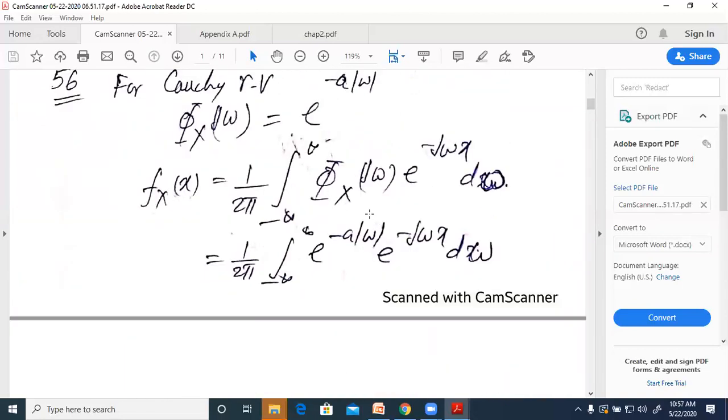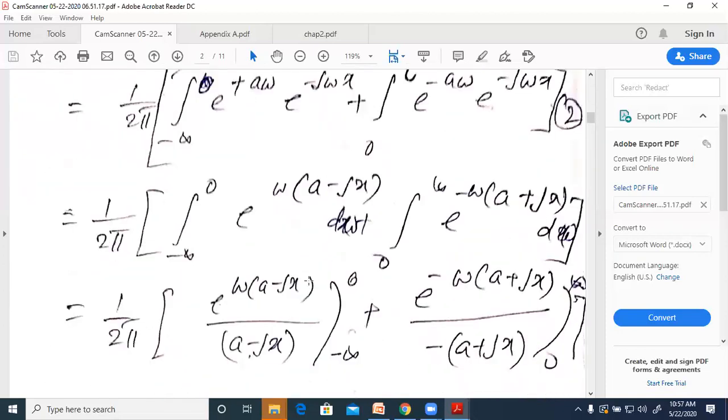So this will become positive. Omega should be negative when we take minus infinity to 0. Omega should be positive when we take 0 to infinity. That is what we have written over here. Okay, so once we write this, then you can take omega common over here, then this will become a minus jx. Take minus omega common here, then you'll get a plus jx.